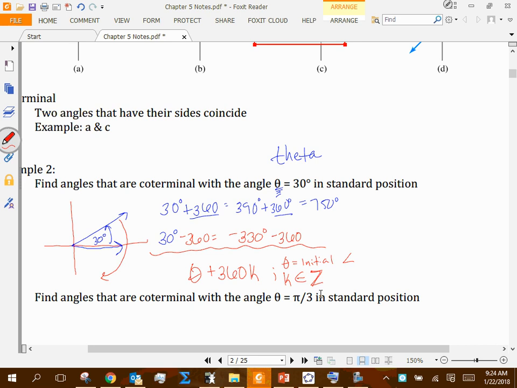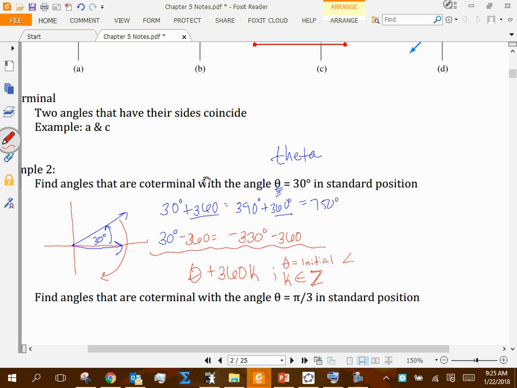I think in your homework, you're probably going to find that they'll give you an angle and say, okay, find the first 2 positive coterminal angles, and then find the first 2 negative coterminal angles. And all you have to do is add 360 twice and subtract 360 twice. Is that doable? Okay.